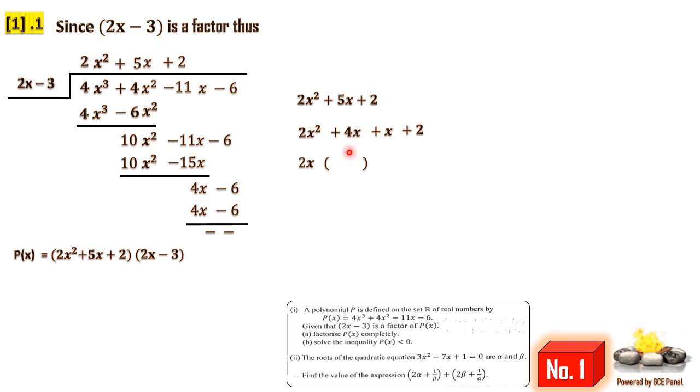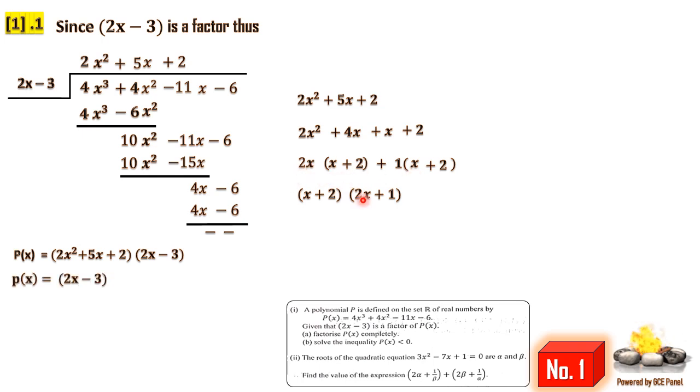We group them, or we pair them now. The highest common factor for the first pair is 2x. So we have 2x into x plus 2. For the second group, the highest common factor is 1. So we just say plus 1 into x plus 2. The two brackets are now the same, so we just copy one bracket, x plus 2.